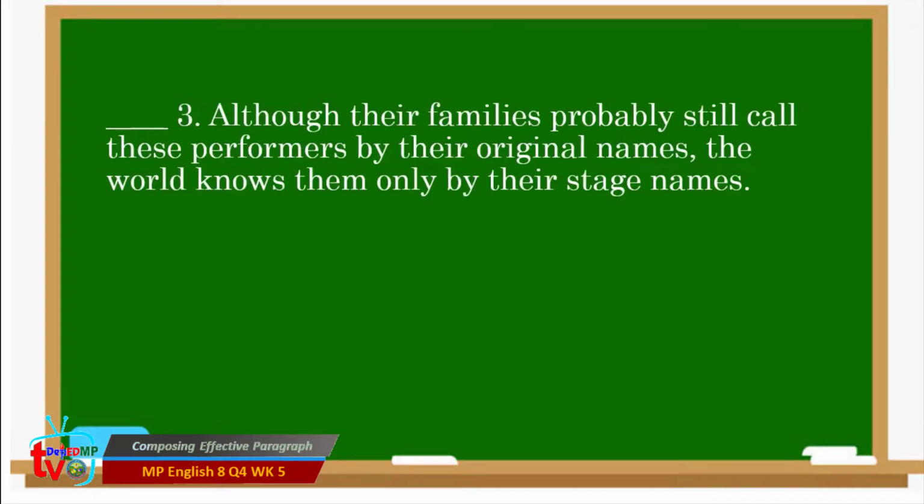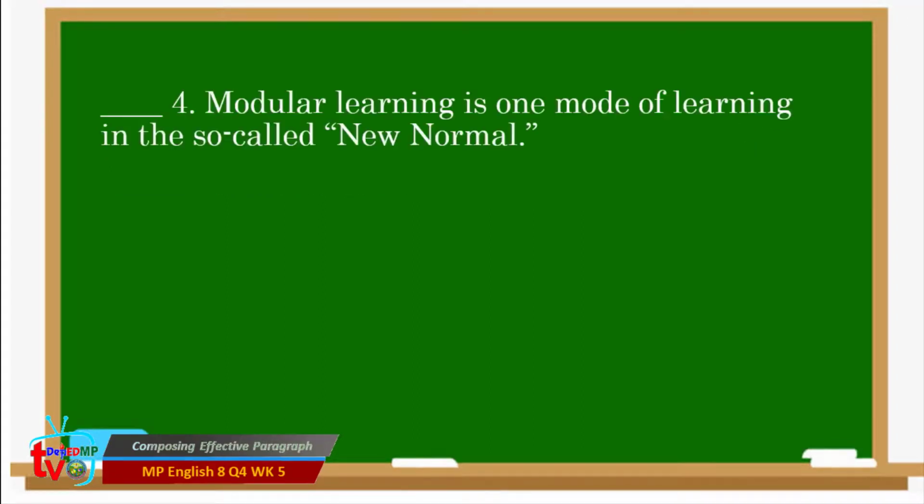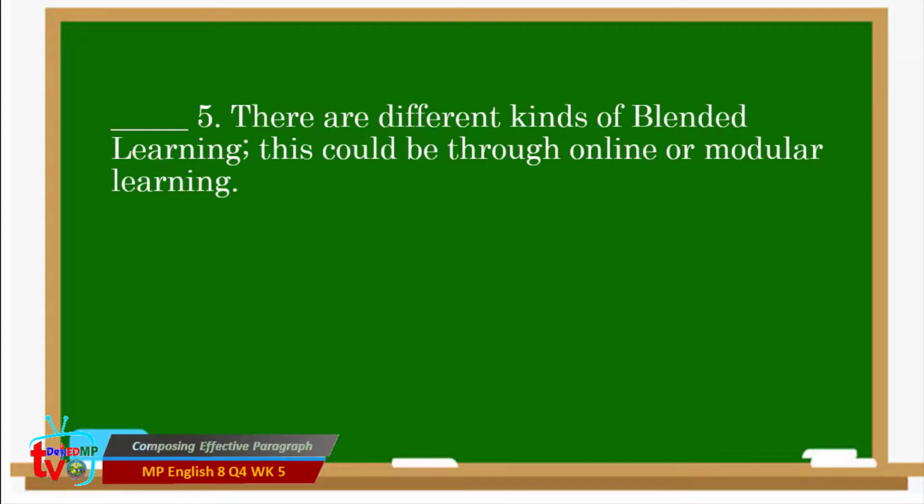Number 3. Although their families probably still call these performers by their original names, the world knows them only by their stage names. Number 4. Modular learning is one mode of learning in the so-called new normal. Number 5. There are different kinds of blended learning. This could be through online or modular learning.